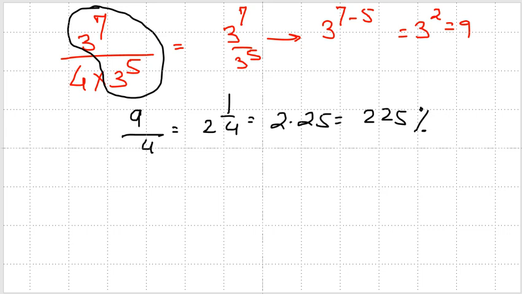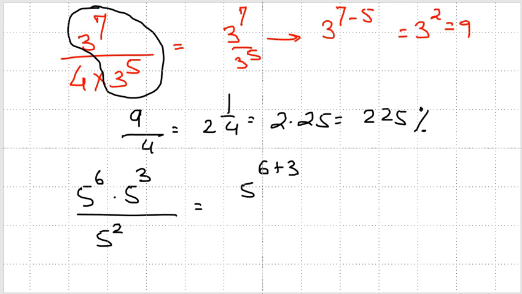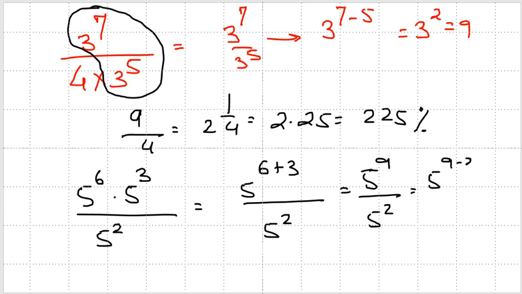Right? Let's take another example. 5 to the power 6 multiplied by 5 to the power 3 divided by 5 to the power 2. Well, the numerator will become 5 to the power 6 plus 3 over 5 to the power 2. And that becomes 5 to the power 9 over 5 to the power 2. And that becomes 5 to the power 9 minus 2, equal to 5 to the power 7. Does that make sense? Okay. One or two more examples.